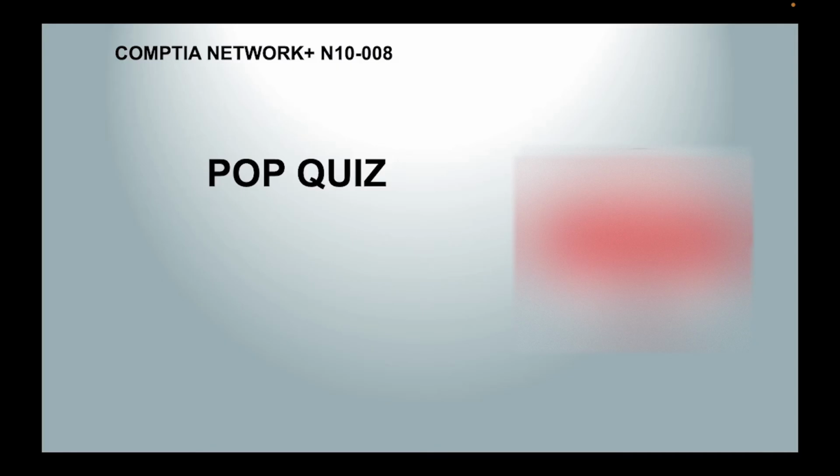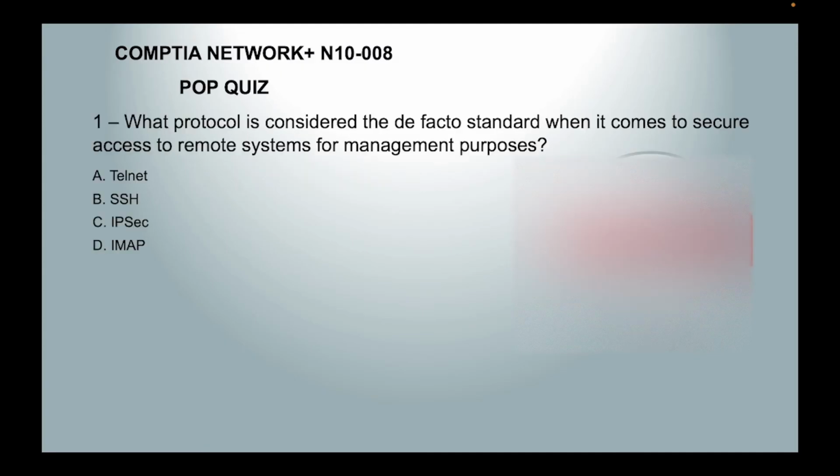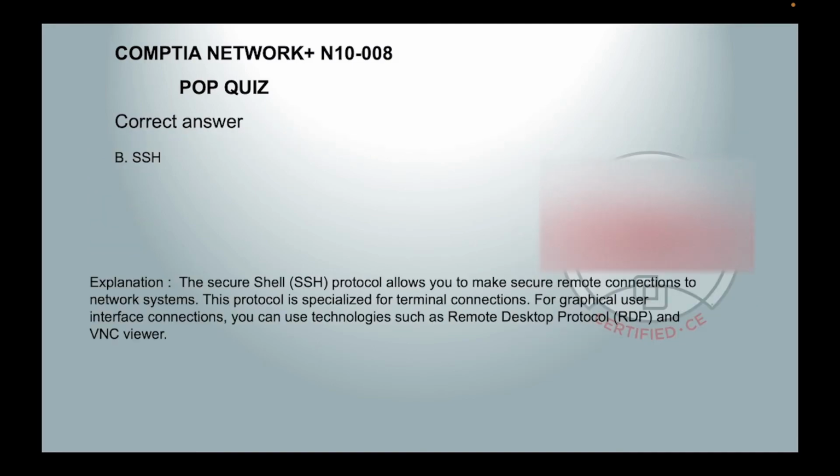All right, guys. So, Network+ Pop Quiz, part 11. Let's get started. What protocol is considered the de facto standard when it comes to secure access to remote systems for management purposes? A. Telnet, B. SSH, C. IPsec, or D. IMAP? Core answer is SSH.